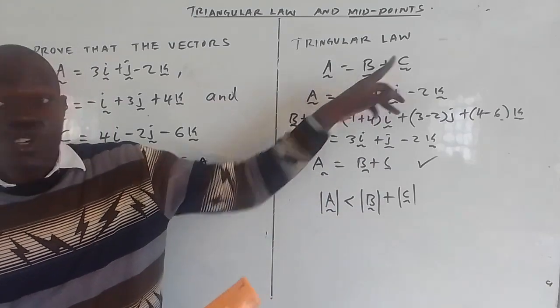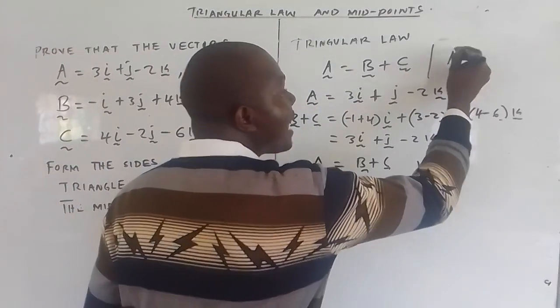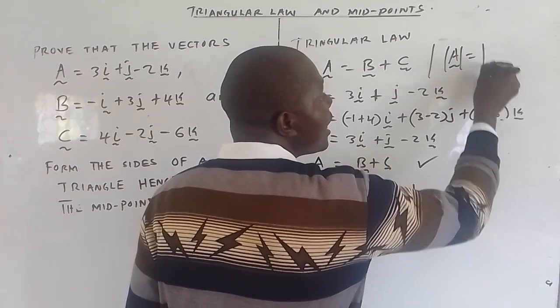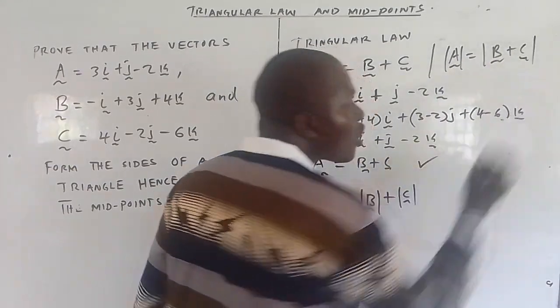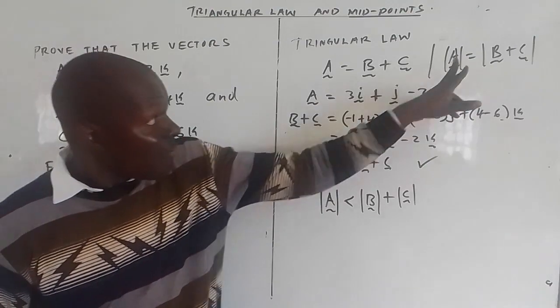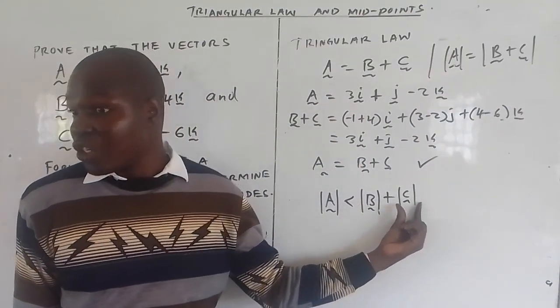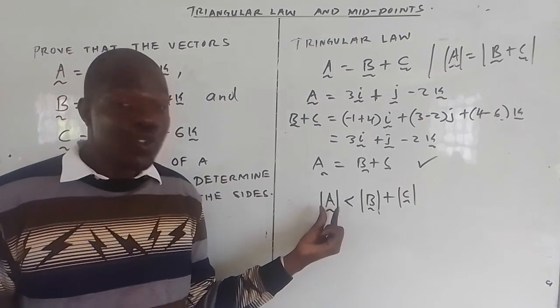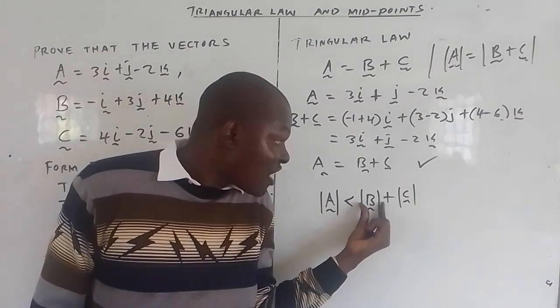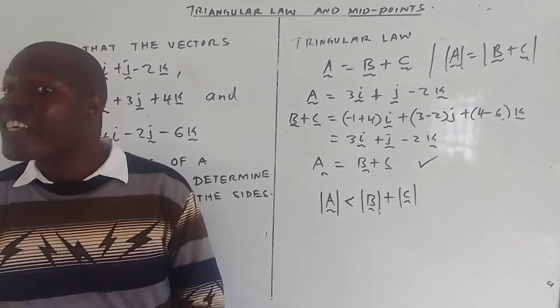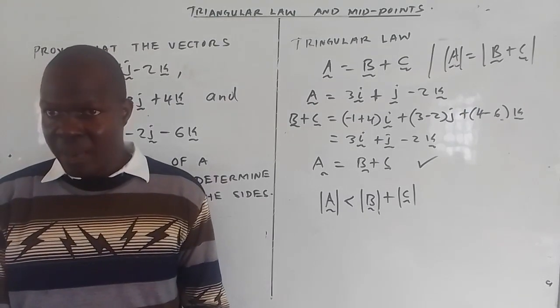Remember, if A was equal to B plus C, then that is automatically telling you that the magnitude of A is the same as the magnitude of B plus C altogether, isn't it? This will be equal, yes. But now what about if the magnitude of B is separated from the magnitude of C? Meaning the magnitude of A must be less than the magnitude of B plus the magnitude of C. Must be less than. Are we together?